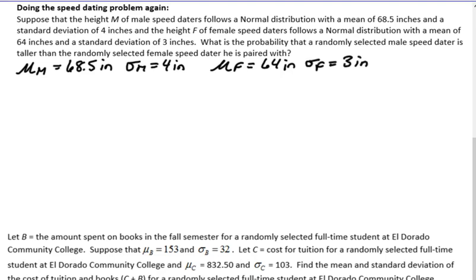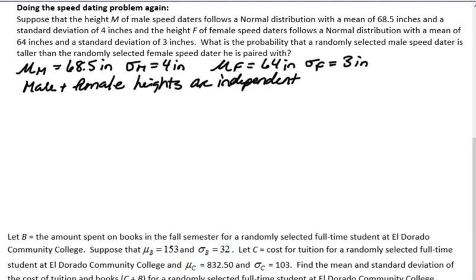We have established that male and female heights are independent because these are a bunch of random strangers in a room. Male and female heights are independent because speed daters are strangers. It's not like there's a bunch of people from the same family and maybe their heights are related. So we can apply those rules, the Pythagorean theorem of statistics.